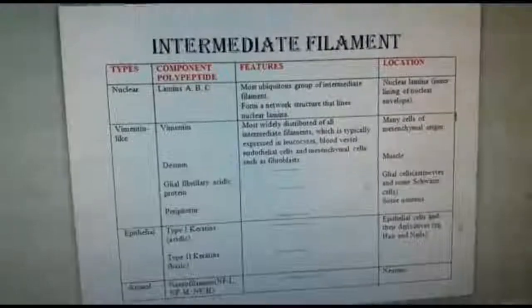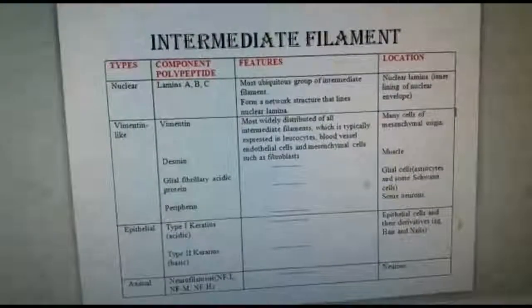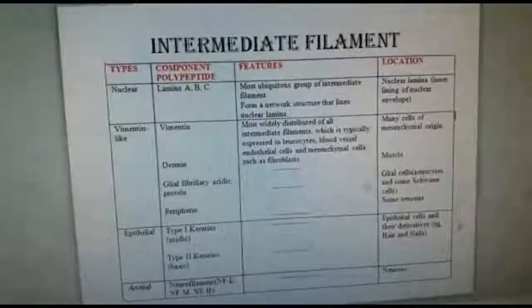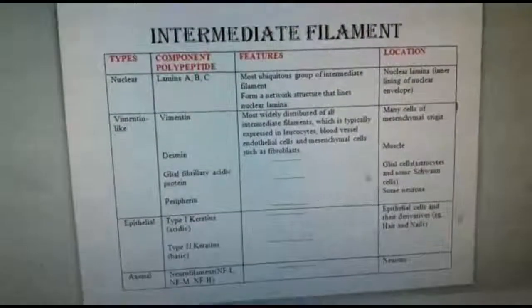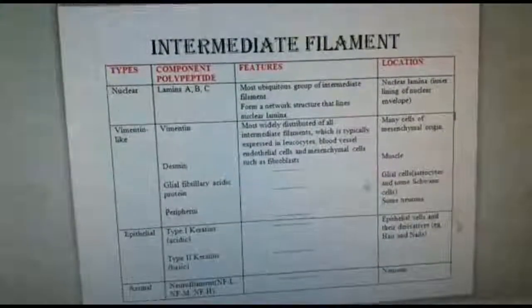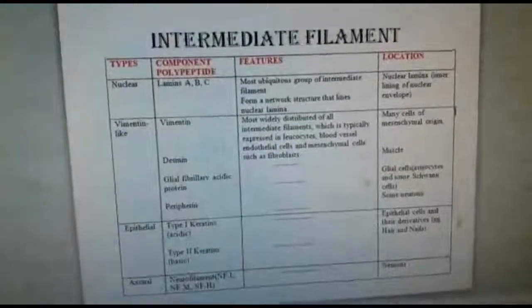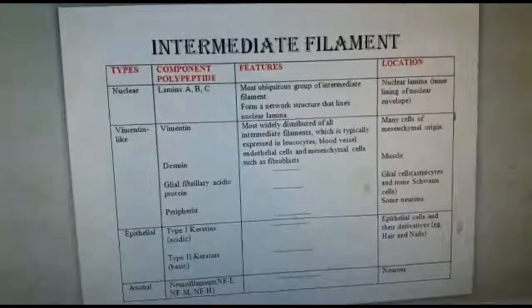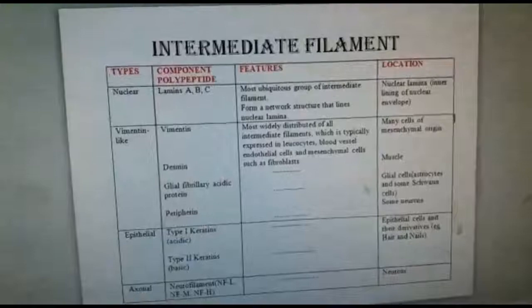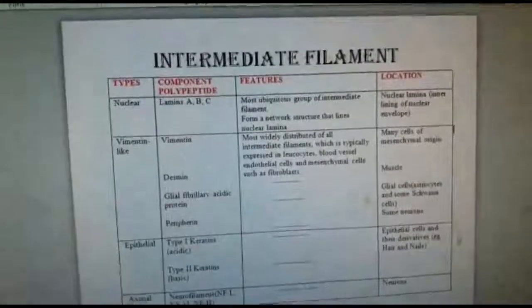Now look at the types of intermediate filaments. These are the types of intermediate filaments that are encountered. You can find them under the headings nuclear, then vimentin-like, then epithelial, axonal, and here I have discussed the component polypeptides and the features and locations of each and every type.